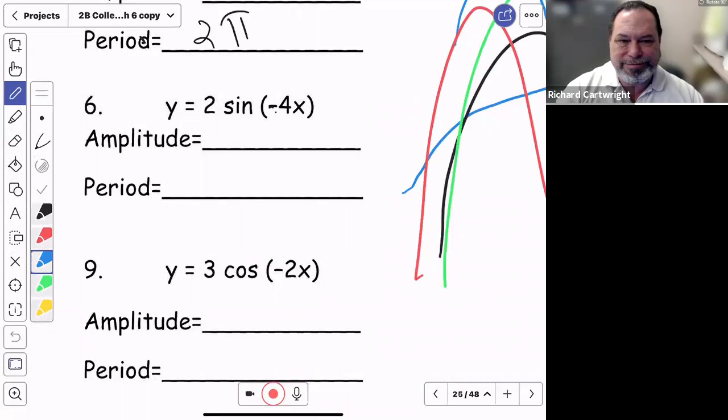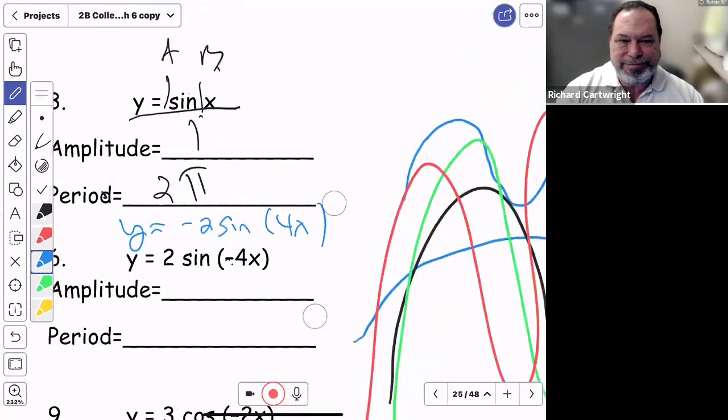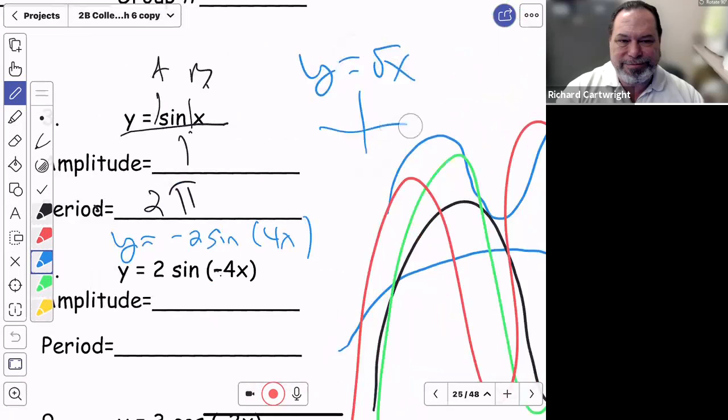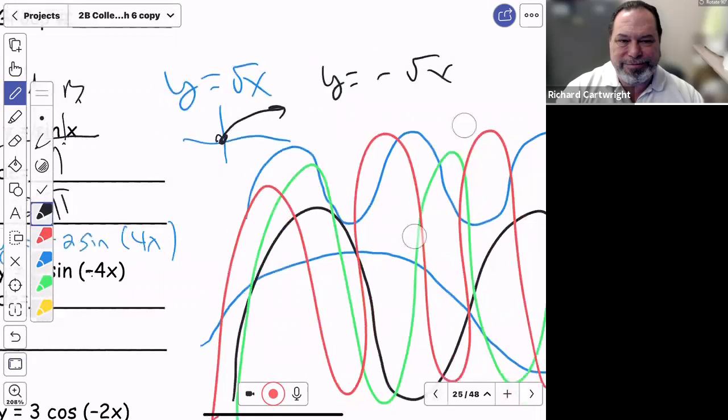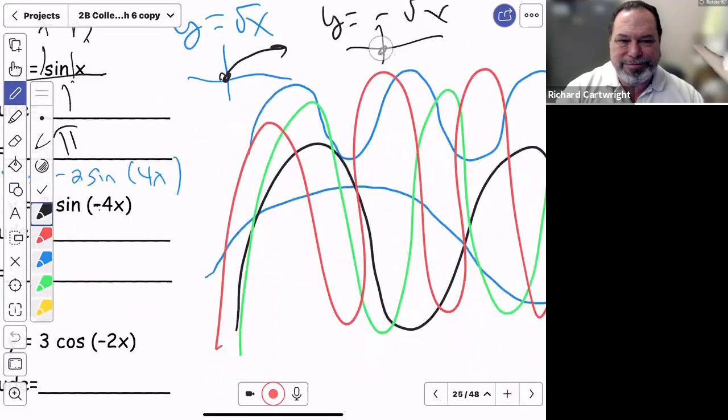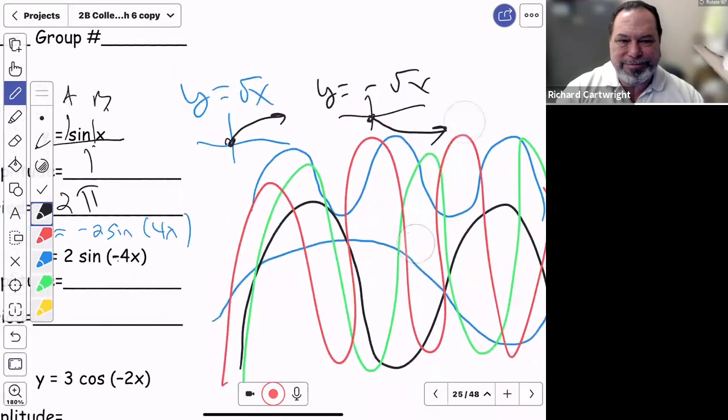What I personally would do is rewrite the problem as a negative 2 sine of 4x. Now, that negative 2 does cause a problem because now the sine curve flips upside down. If you remember, if you graph y equals square root of x, that looks like this. If you graph y equals the opposite of the square root of x, that looks like that. It flips it over the x-axis. That's what multiplying a function by a negative does. It's reflected over the x-axis.